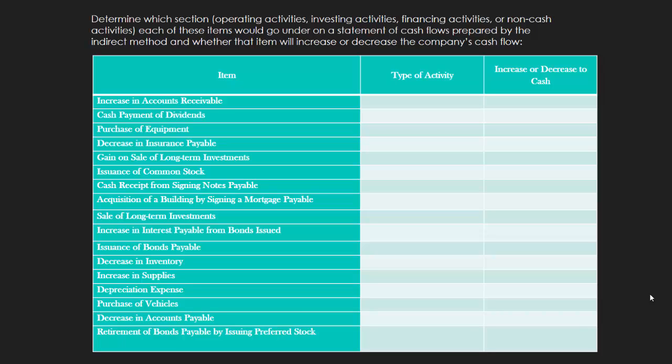Accounts receivable is a current asset, and all current assets always appear in the operating section. If our accounts receivable is going up, that means we did more work that people are paying for on account. They're not paying us in cash at the time. So an increase to accounts receivable is going to be a decrease to cash, and this is true for all current assets. They work the opposite of cash. So if there's an increase in your current asset, it has to be a decrease to your cash flow.